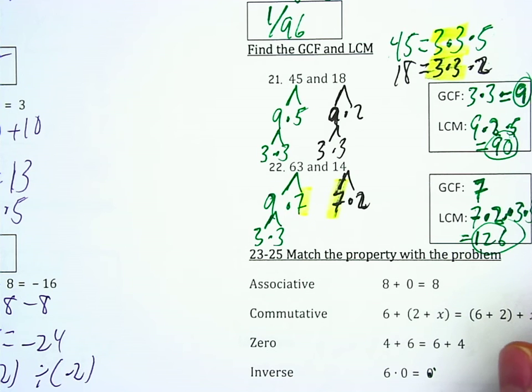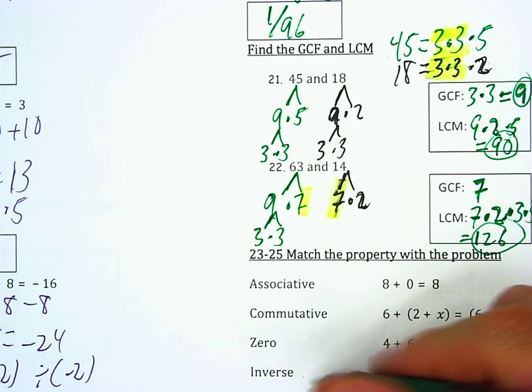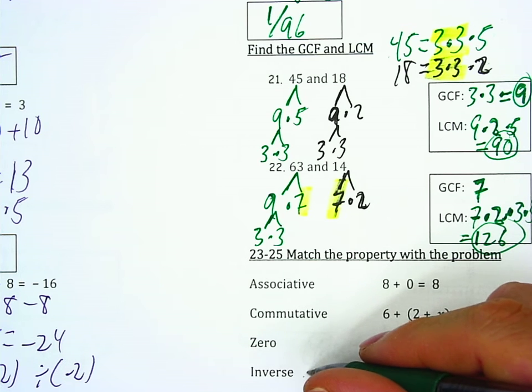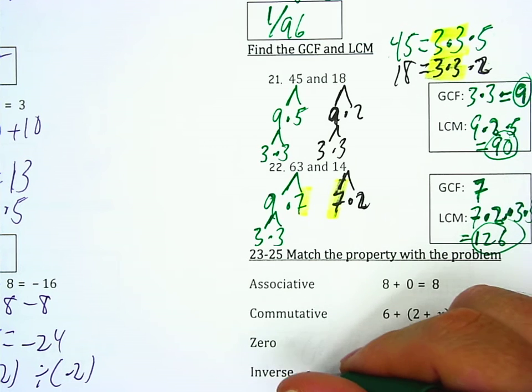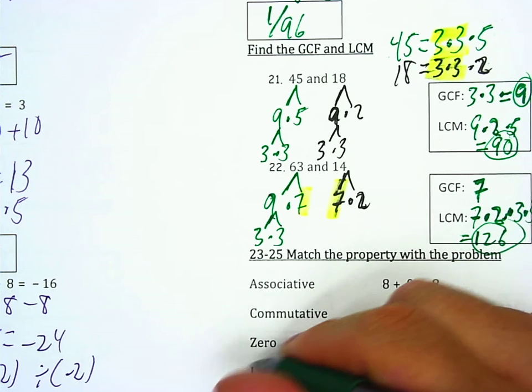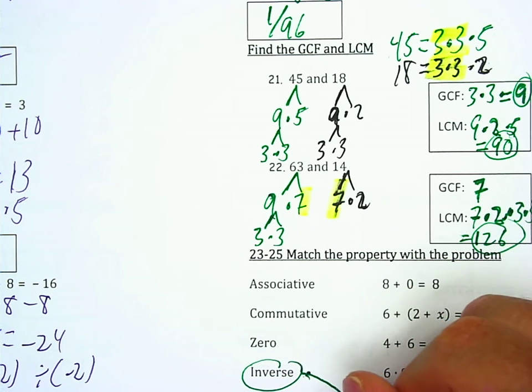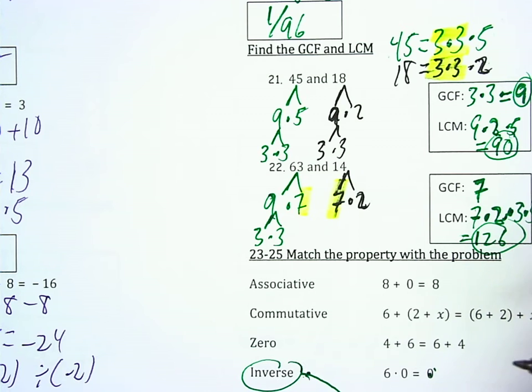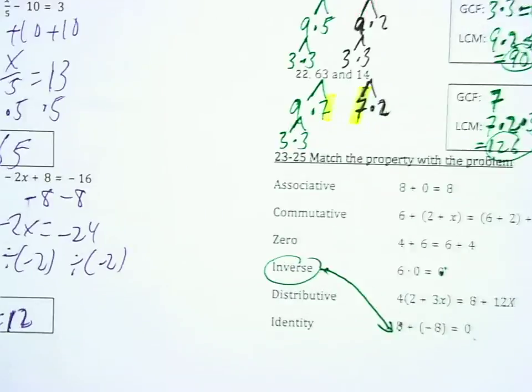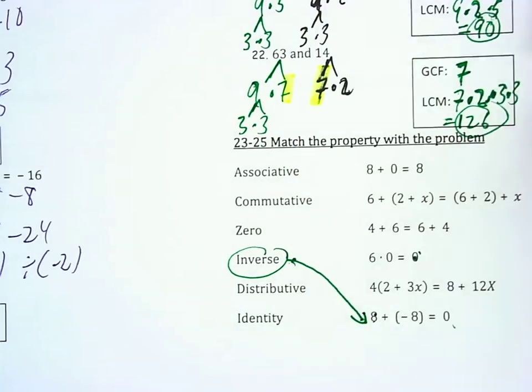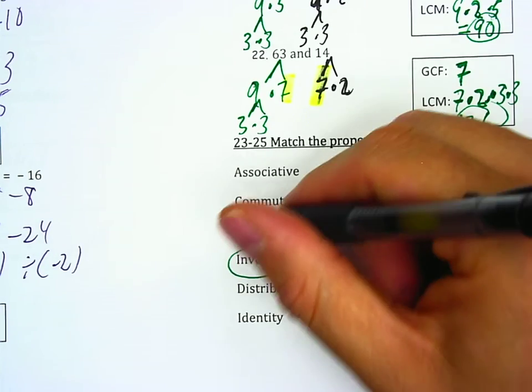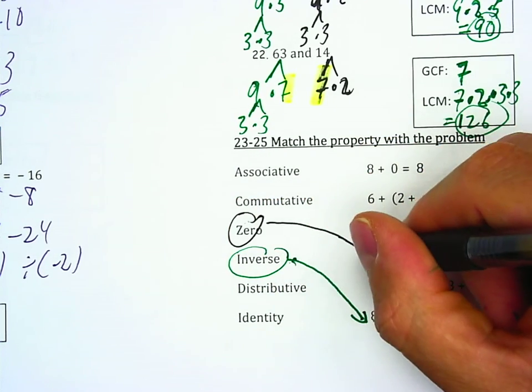This one here is an inverse because the inverse property says something plus its opposite makes 0. So my inverse property of equality, there it is right there. And my 0 property of equality is going to be, I'm sorry, gotta move it down for you so you can see better. There you go. My 0 property also makes it 0. So that's going to be this one here. 6 times 0 equals 0.